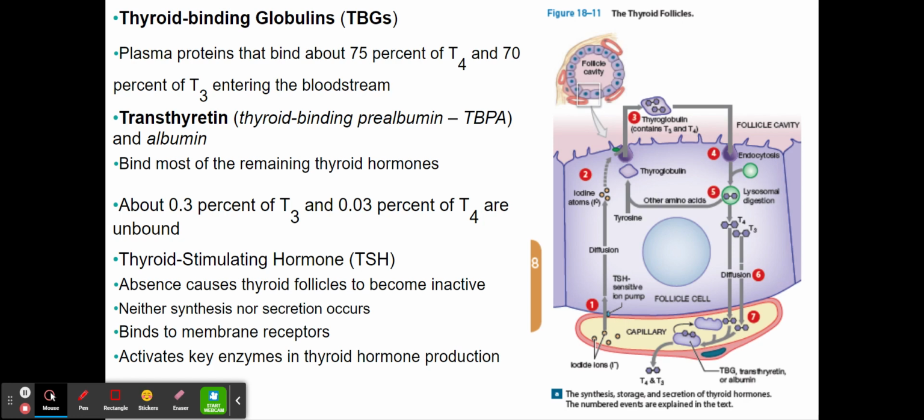TSH plays a key role in both the synthesis and release of thyroid hormones. In the absence of TSH, the thyroid follicles become inactive, and neither synthesis nor secretion occurs. TSH binds to plasma membrane receptors, and by stimulating adenylate cyclase, it activates key enzymes involved in thyroid hormone production.